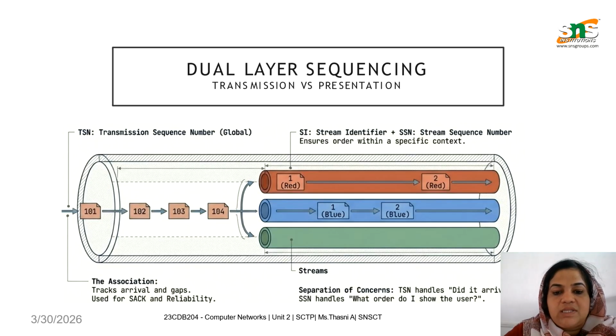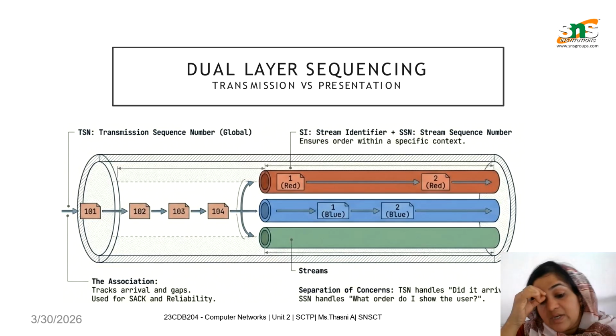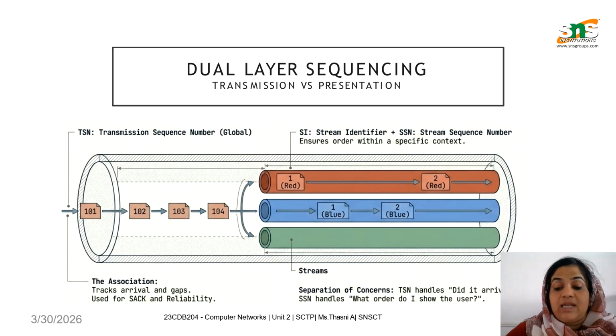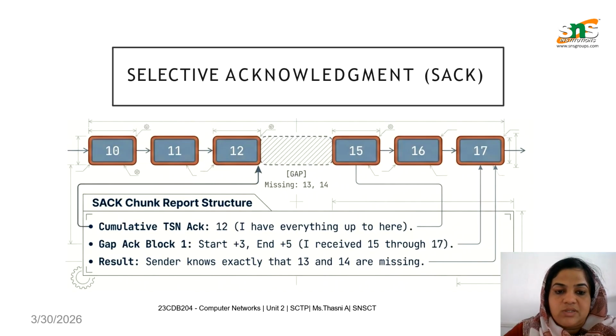Next is dual layer sequencing. The Transmission Sequence Number is a global identification number, and the stream identifier plus SSN, the stream sequence number, ensures order within a specific context. Next, the association tracks the arrival and gaps, used for SACK and reliability. And another is the stream, which is a separation of concerns, where TSN handles whether it arrived safely or not, and SSN handles what order to deliver to the user.